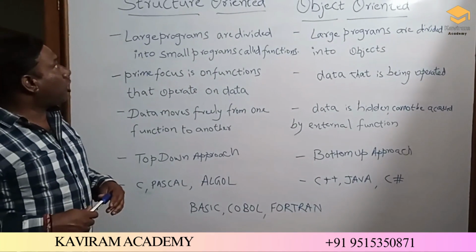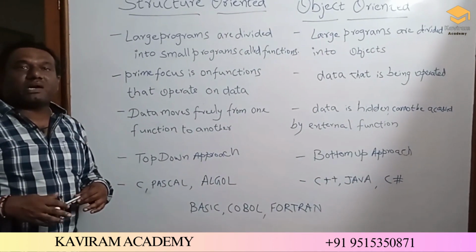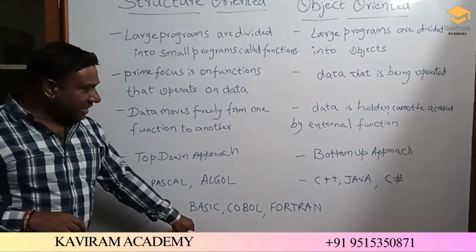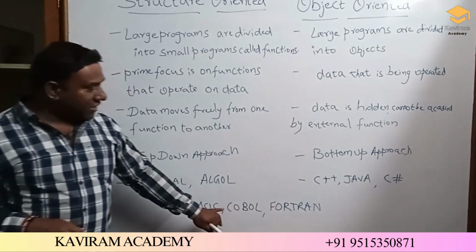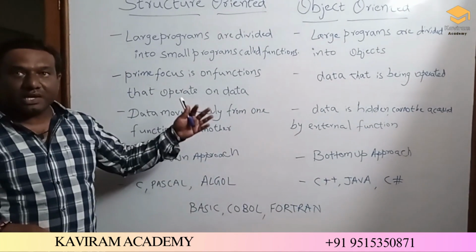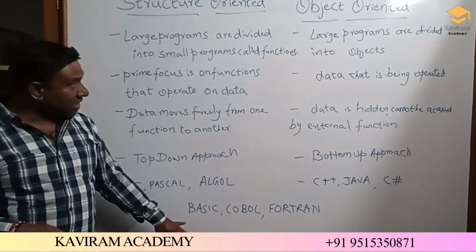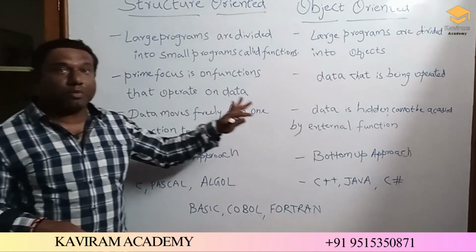There is one more called unstructured oriented programming language, where there is no particular structure for those programming languages. Those are Basic, COBOL, and Fortran. These are the languages that were created before C, so there is no particular structure for these languages. So this is the basic difference between your structure oriented and your object oriented.